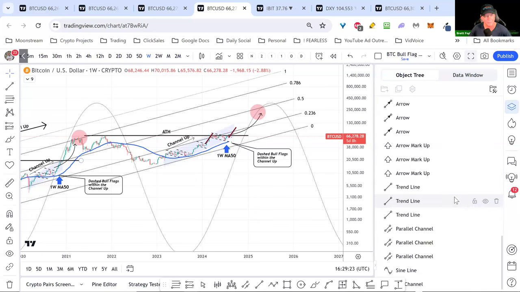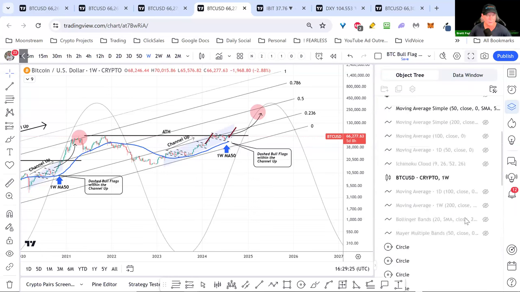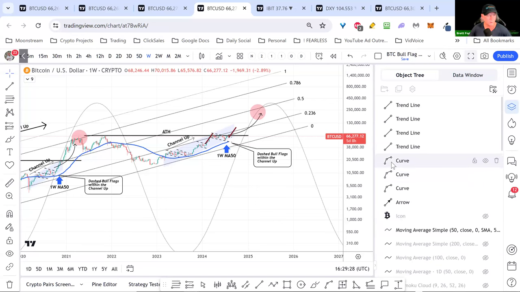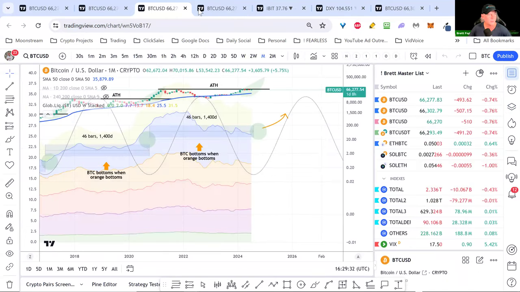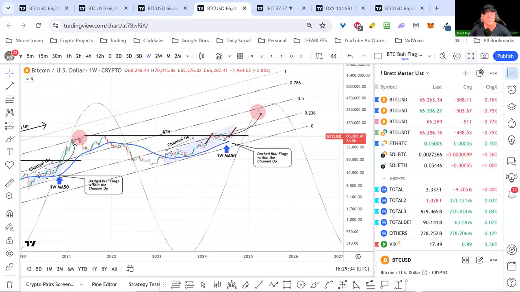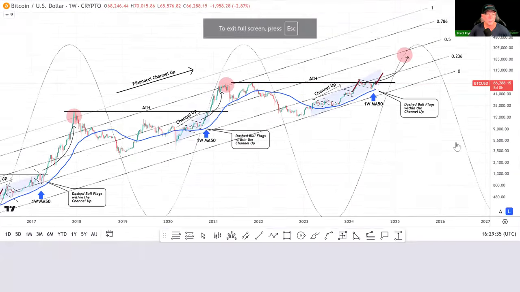Maybe that didn't save. And essentially, moving averages, the curves. The trend line, was that in this other one? Maybe it's in this one. Oh, that's what it was. Okay, so this is just showing the cycles here. So I'll put that away. I'll open that up for you guys.